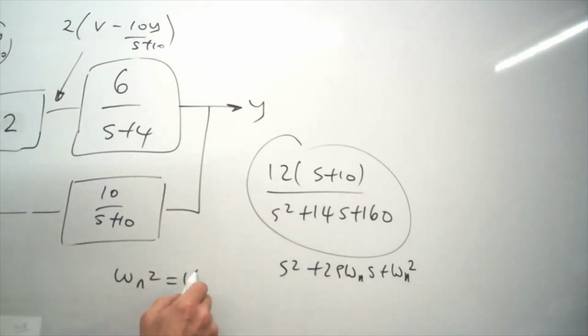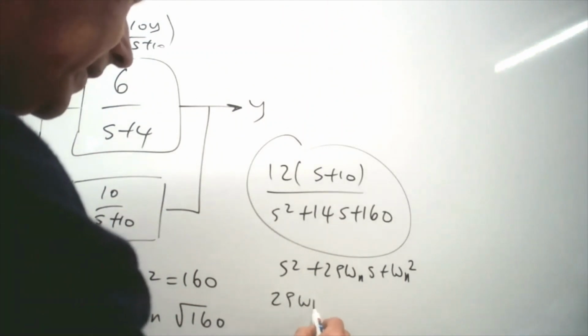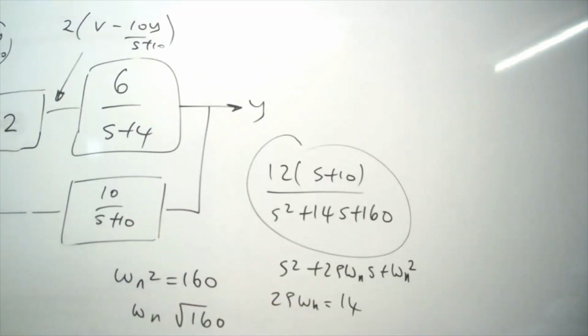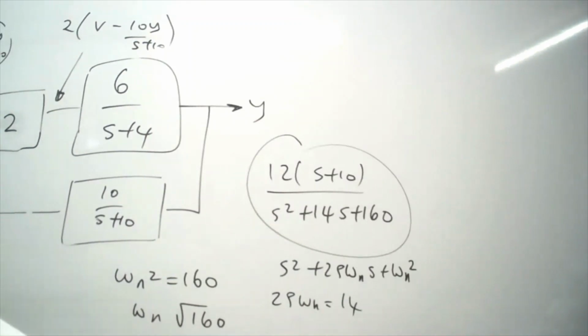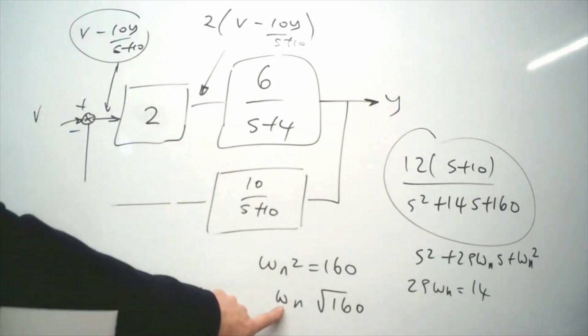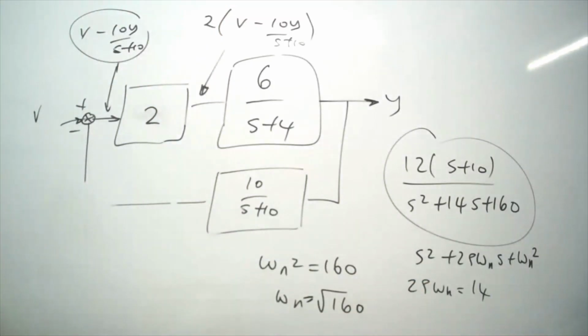Omega n squared is 160, so omega n is the square root of 160. I've got no idea what that is. And then you know that 2 zeta omega n is equal to 14. You know what omega n is, so you can solve that for the damping ratio. So that way you could go for some number in the block diagram, and you could work out what the natural frequency was and what the damping ratio was. That's a sort of typical thing you might get in the exam.